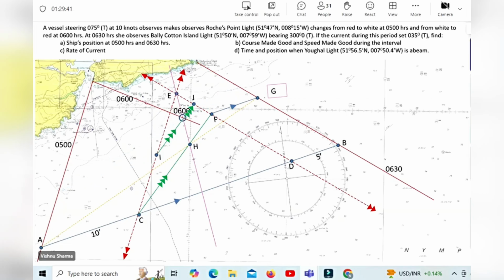Now here are the three PLs. Let me declutter the thing a little bit. Now you have the three PLs. This is the first PL. This is the second PL. This is the third PL. These two PLs are intersecting here.